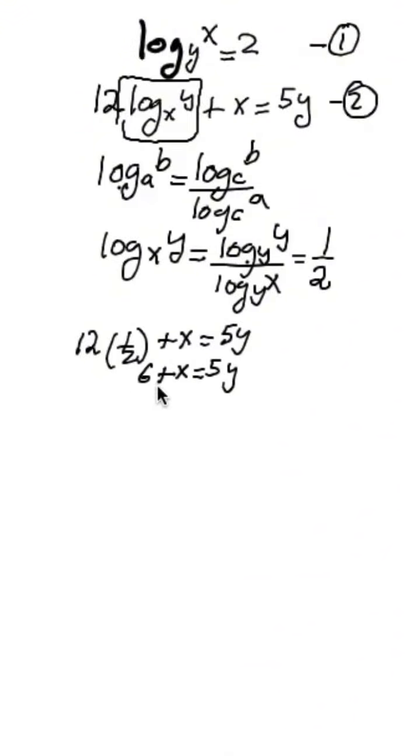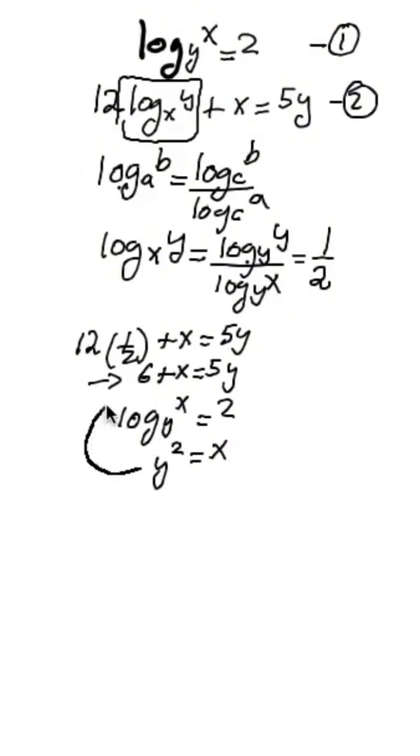However, we still have two unknowns, and we need to make another substitution to solve this equation. So what is the other substitution we can make? Well, if we go back to equation 1, which is log base y of x equals 2, we can convert this to its exponential form, which is y to the power of 2 is equal to x. All right, beautiful. So now we go back to this equation and we substitute y squared in place of x. So this will become 6 plus y squared is equal to 5y.